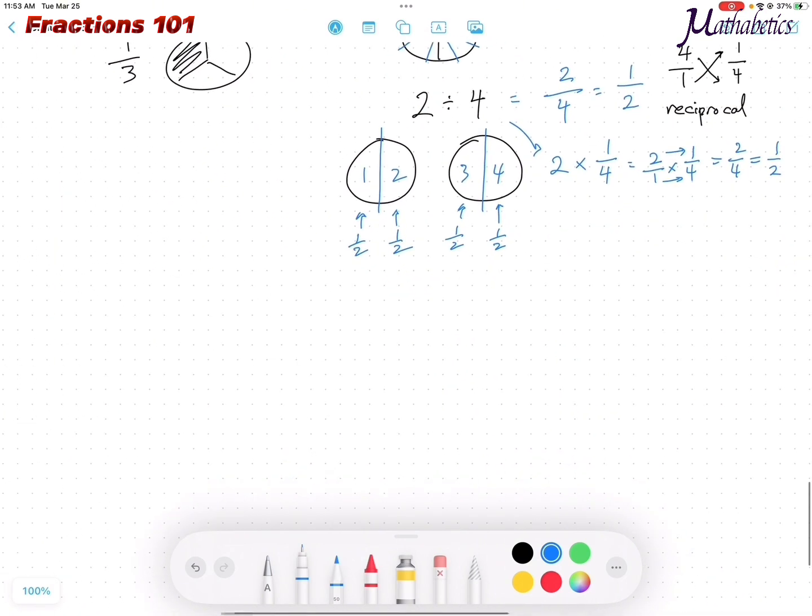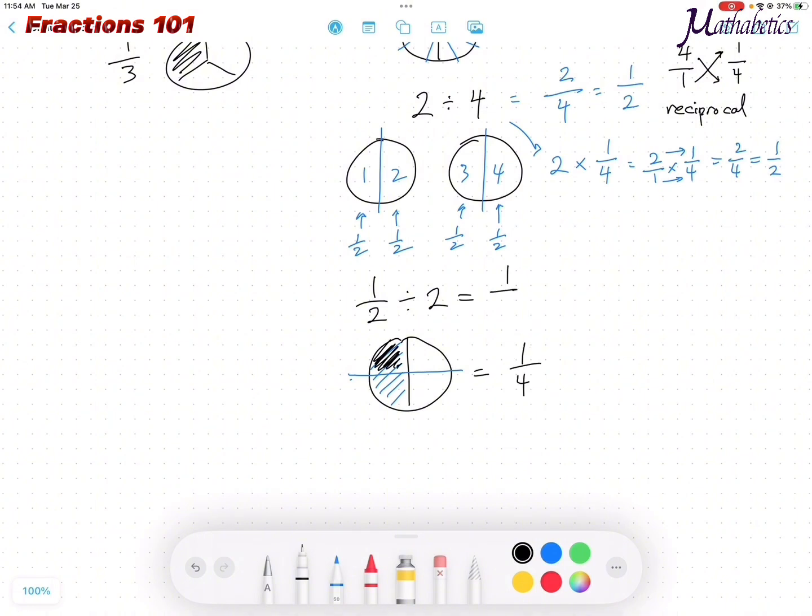Now, what happens if we don't actually have whole numbers? Let's say we have a half divided by 2. So I have this half here, and I'm dividing by 2. I'm cutting this in half, and I'm getting one of those pieces. Then I have a quarter, right? Now a half divided by 2 over 1, which is the same as 1/2 times 1 over 2, which is 1 over 4. So in that case, we have the same answer.